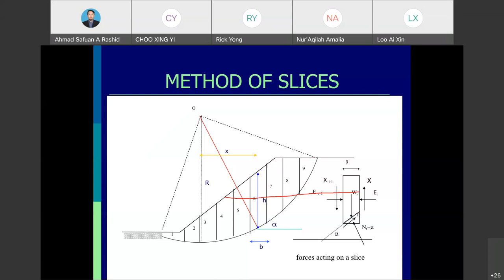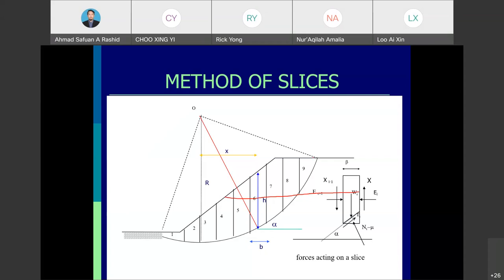I will discuss later on by using an example from Dr. Kamarudin's reference book. I also will teach you how to construct the slices, and then to get the value for the factor of safety.